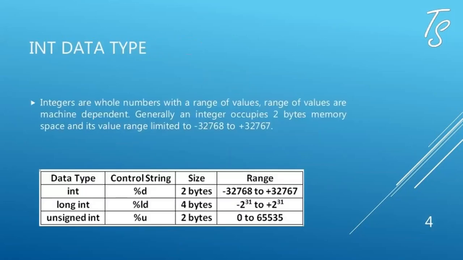So let's see what the integer data type is. The integer data type can hold a whole number in a range of values that are machine dependent. Generally an integer occupies 2 bytes of memory space and its value range is between -32768 to +32767. The integer data type is nothing but one which can store an integer type of value.